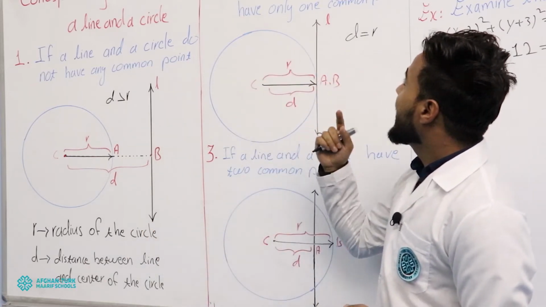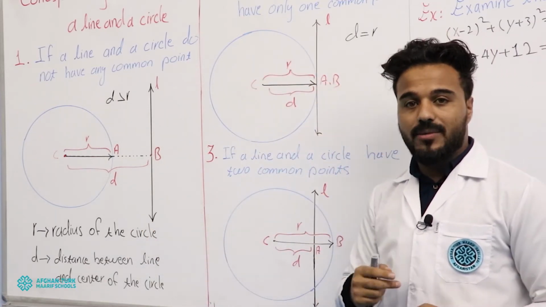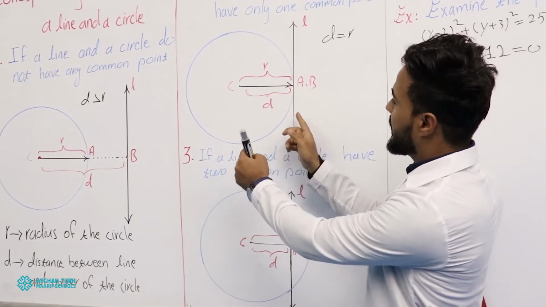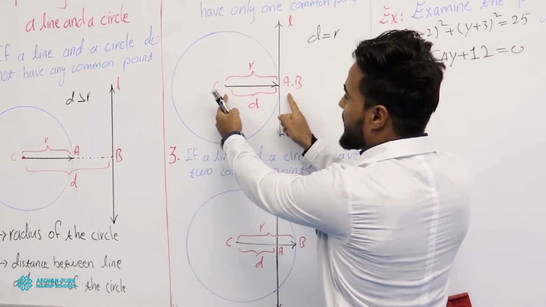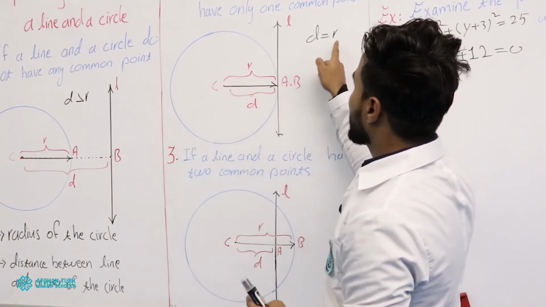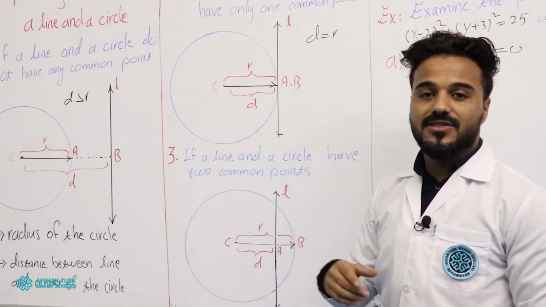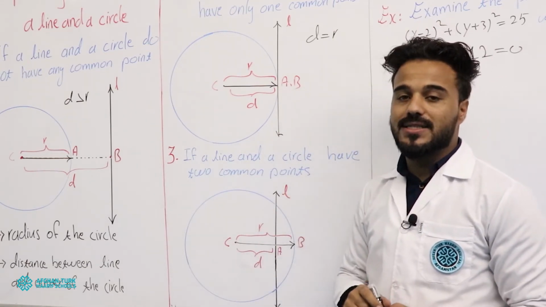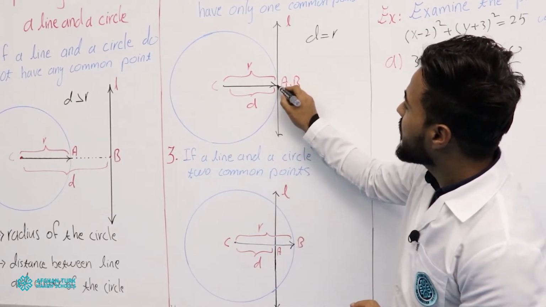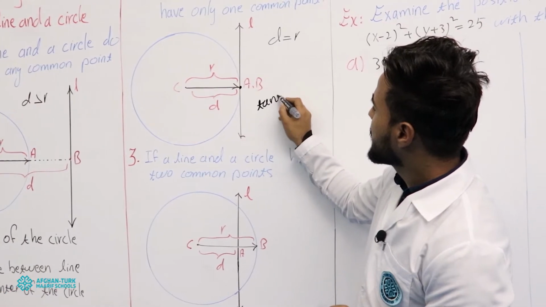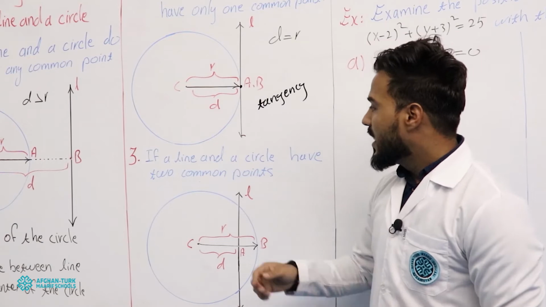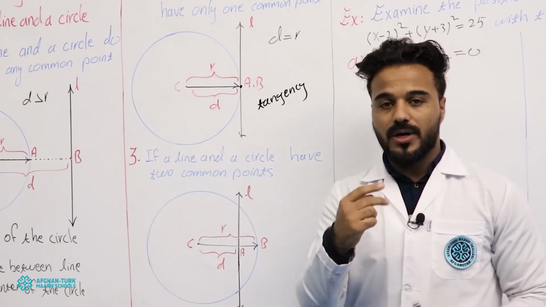Second case, if a line and a circle have one common point, at that time D will be equal to R. You can see in this shape, from the center up to the line we have D, and the radius of the circle, they are equal with each other. So when D is equal to R, the line and circle have one common point, and also we can say that the line is tangent to the circle, and this point is called the point of tangency.